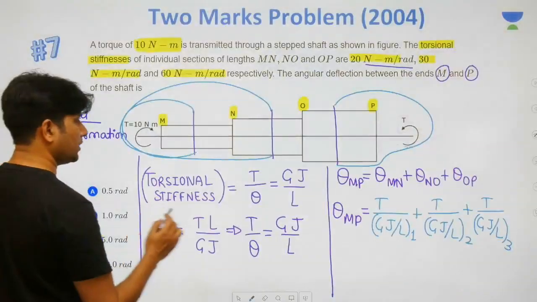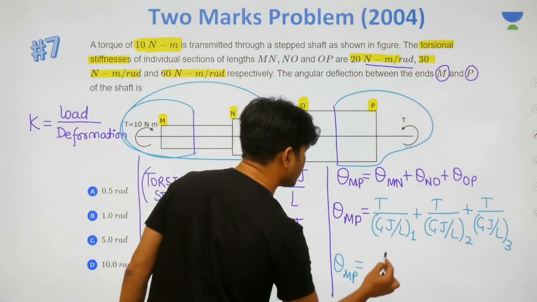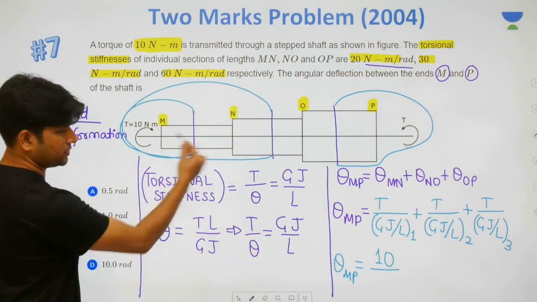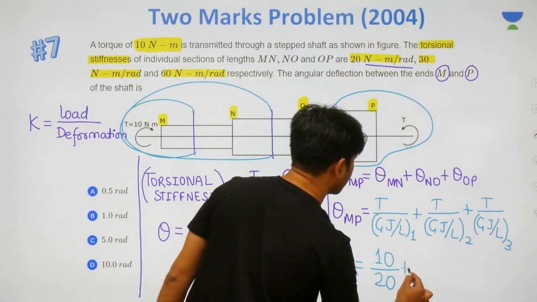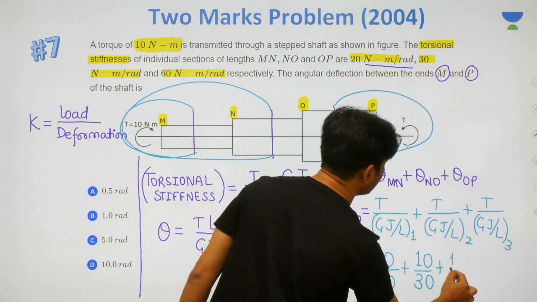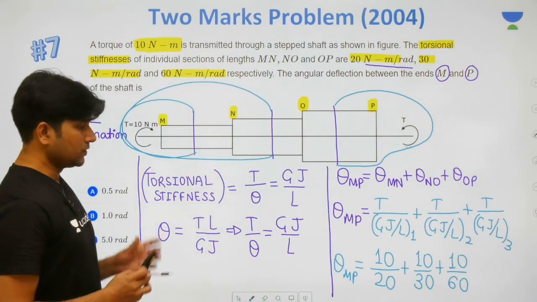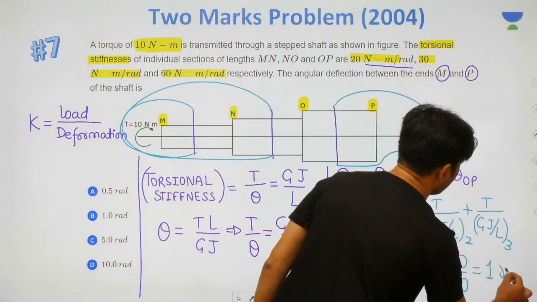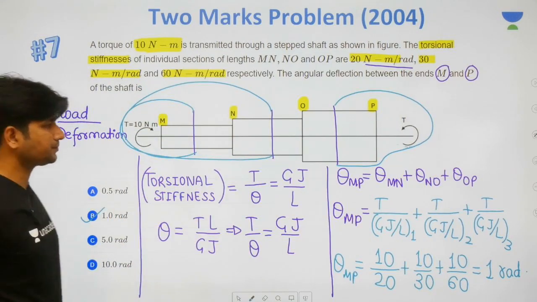So we can go ahead and try solving this. Same twisting moment you have, and that is nothing but 10. Now what is GJ by L? I already described that GJ by L is nothing but torsional stiffness. Torsional stiffness for the first segment is given as 20, for the second segment as 30, and for the third segment as 60. So this is what you get. If you solve this, end of the day, you'll get 1 radian. Congratulations, you get 2 marks.